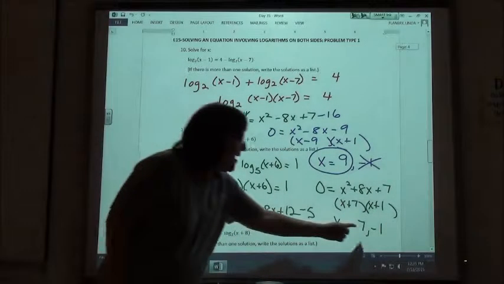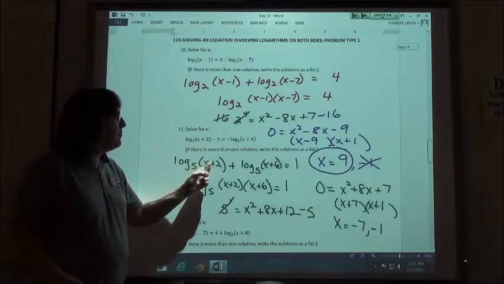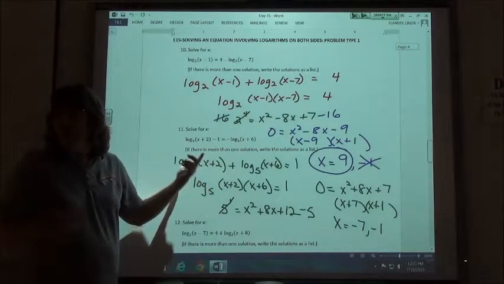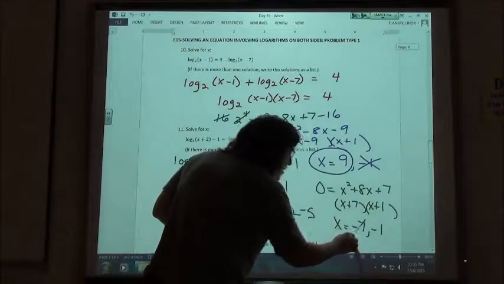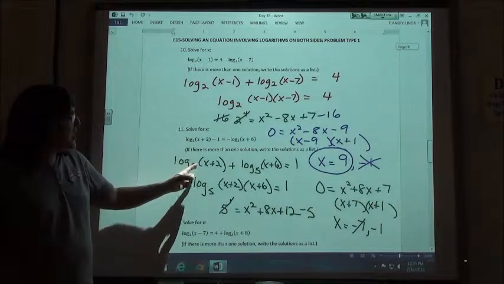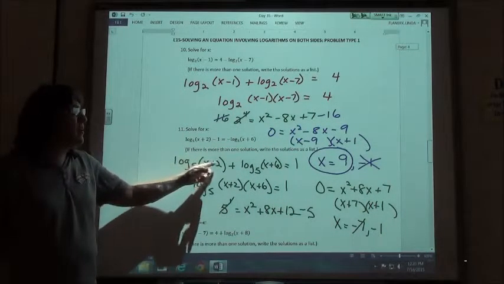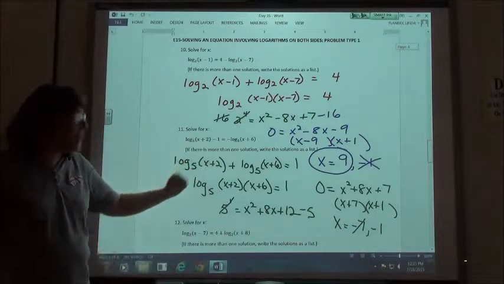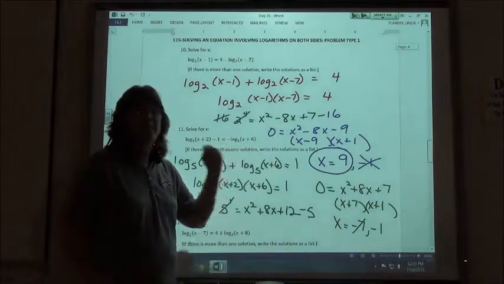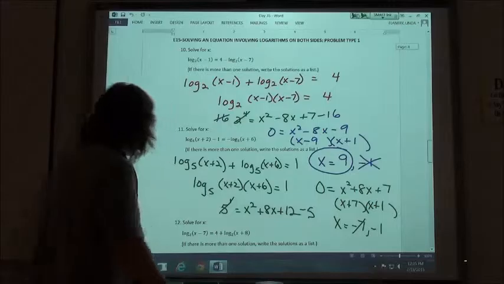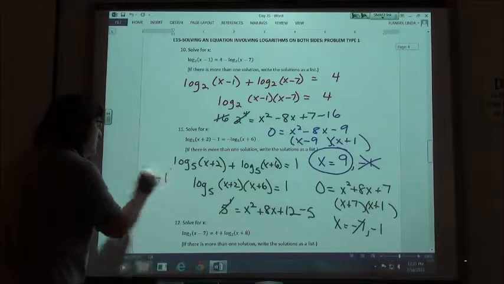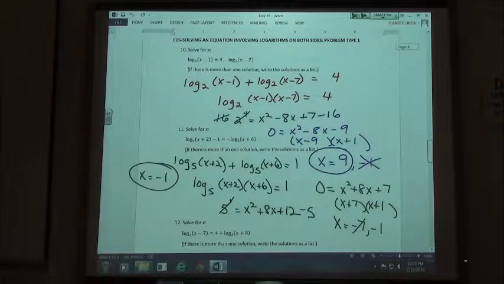So if I check that negative 7 out, negative 7 plus 2 is negative 5. Can't take the log of negative 5, so I got to get rid of that one. If I check the negative 1 out, negative 1 plus 2 is still positive 1, so that's okay. Negative 1 plus 6 is still positive 5, so that's okay. So my solution is that x equals negative 1.